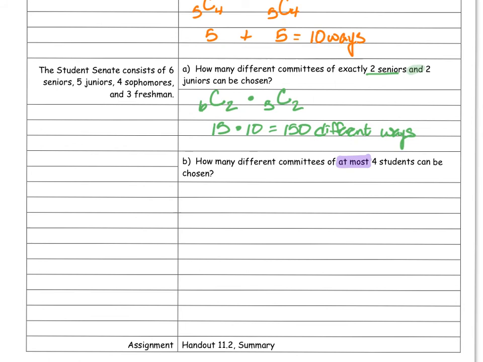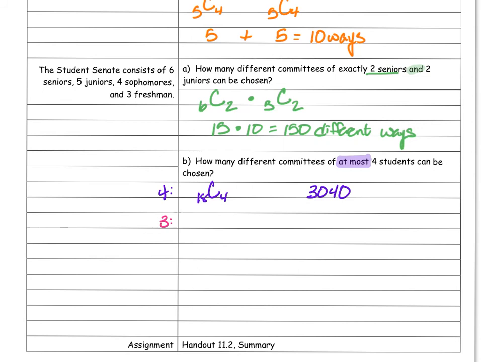And I also need to know how many people are in the Senate altogether. Well, 6 plus 5 is 11, plus 4 is 15, plus 3 is 18. So there's 18 students altogether. So if I'm going to do the committee of 4, I'm going to do 18 choose 4. I'm going to put that into my calculator, and that gives me 3,060 different committees I can choose for the 4. And since it's at most, that means it could be less than 4.